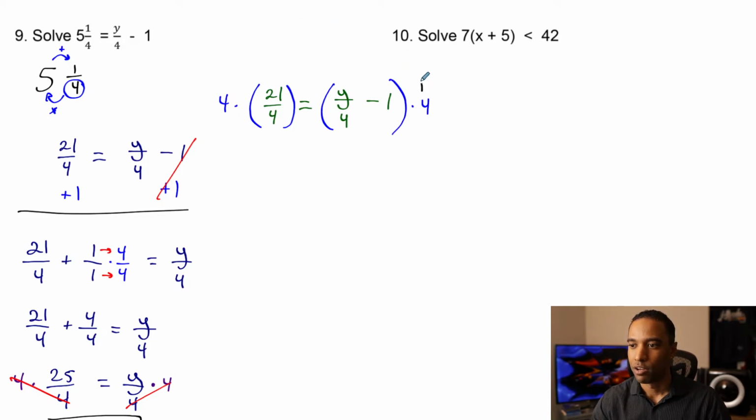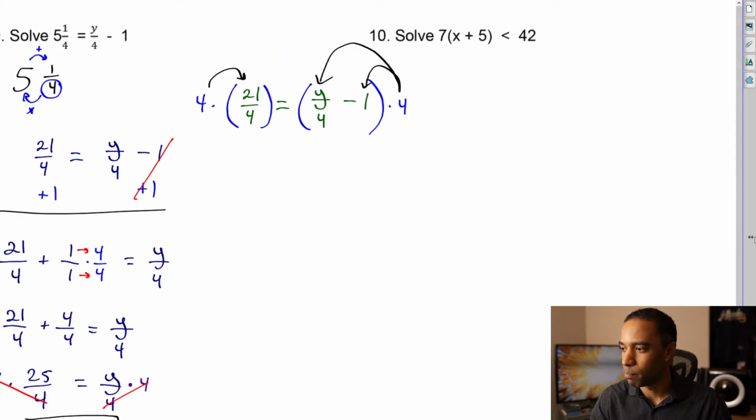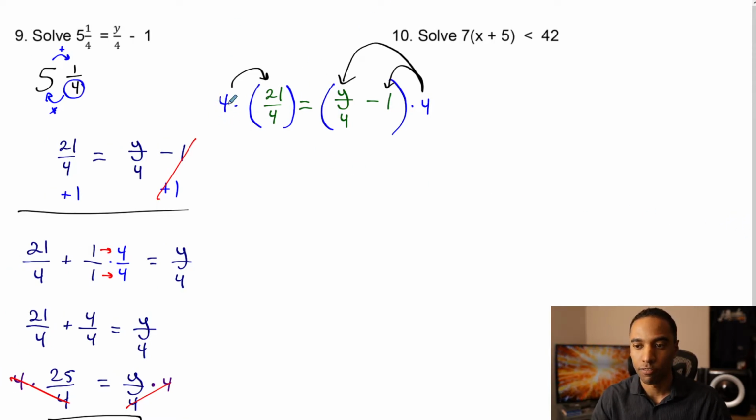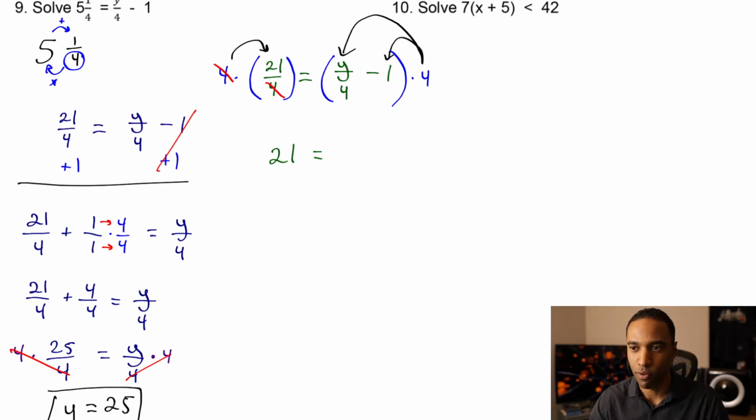We're going to have 4 times y over 4 and 4 times negative 1, whereas this 4 obviously multiplies by 21 over 4. Well, we just saw what happens when we multiply 4 by something that divides by 4. The 4's cancel. So right here, 4 over 4 is gone. All that you're left with on that part is 21. And then the right side gets a little interesting. 4 times y over 4 cancels the 4's out, so you're just left with y.